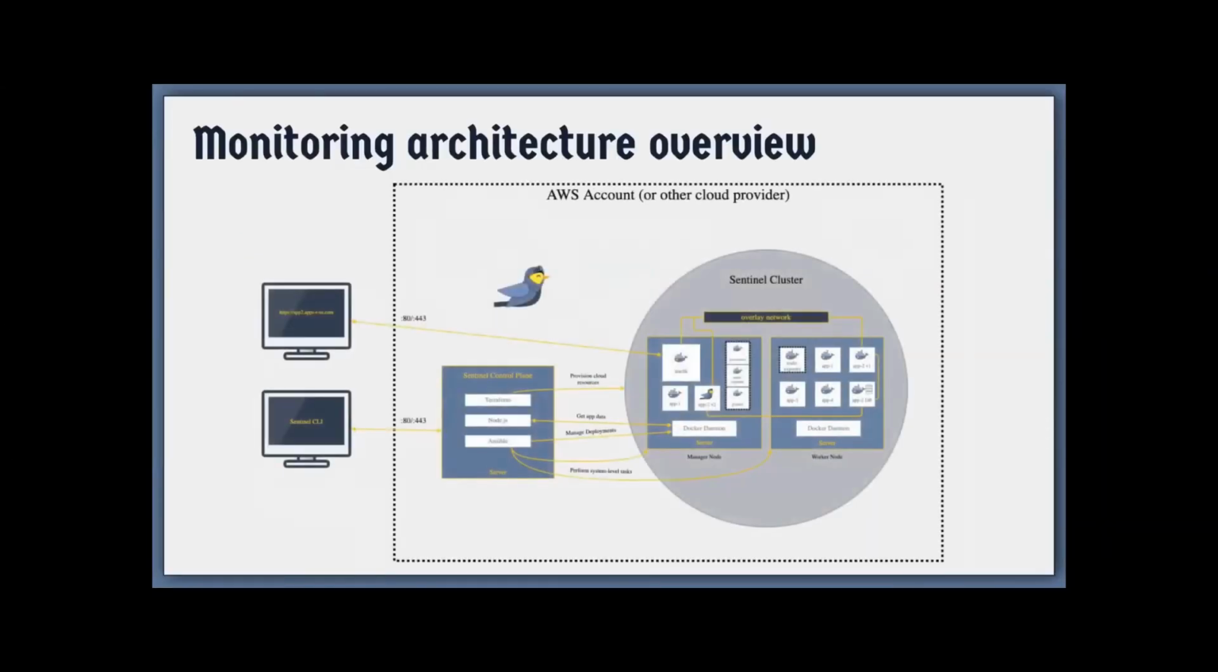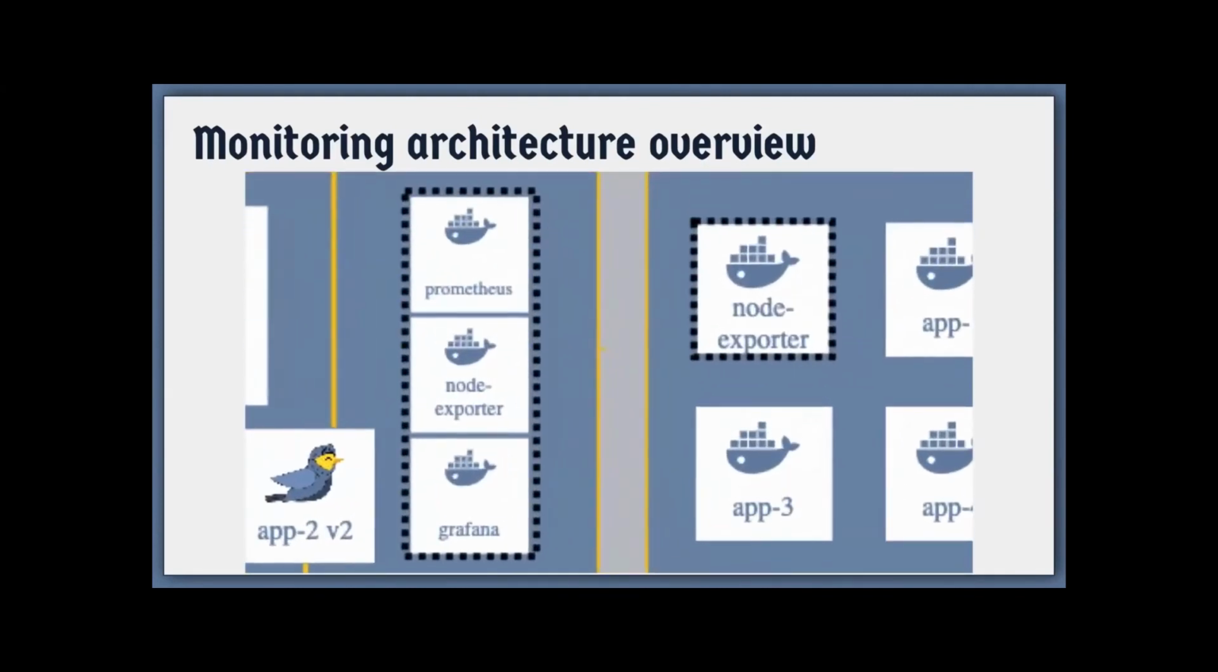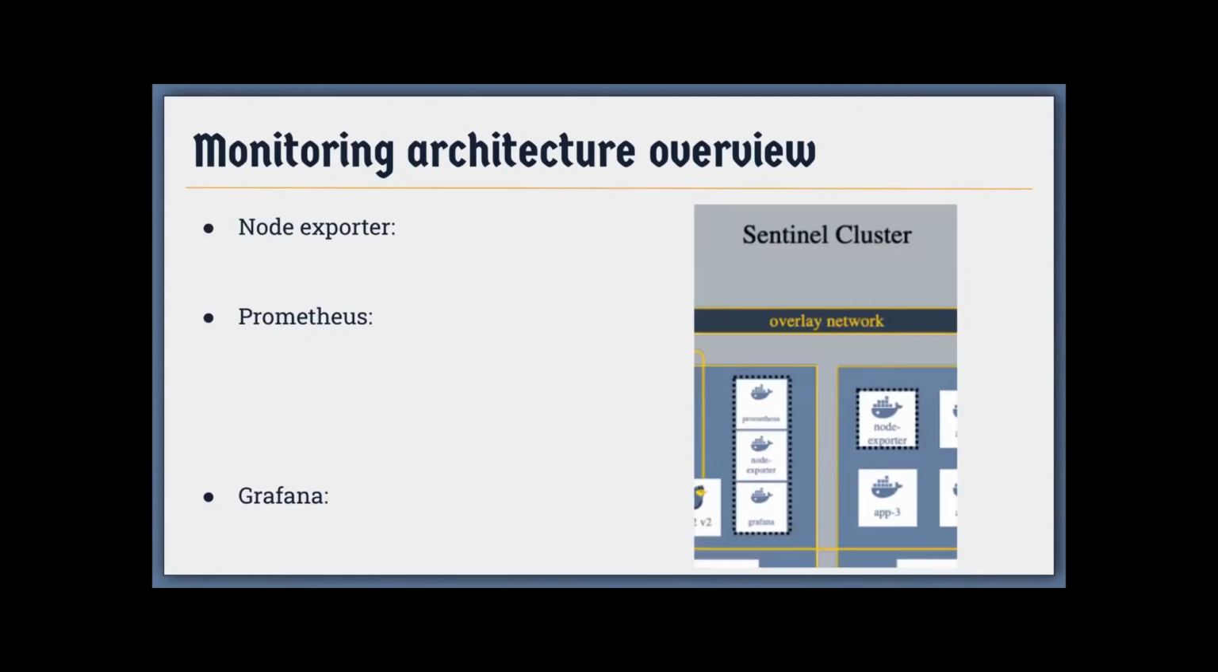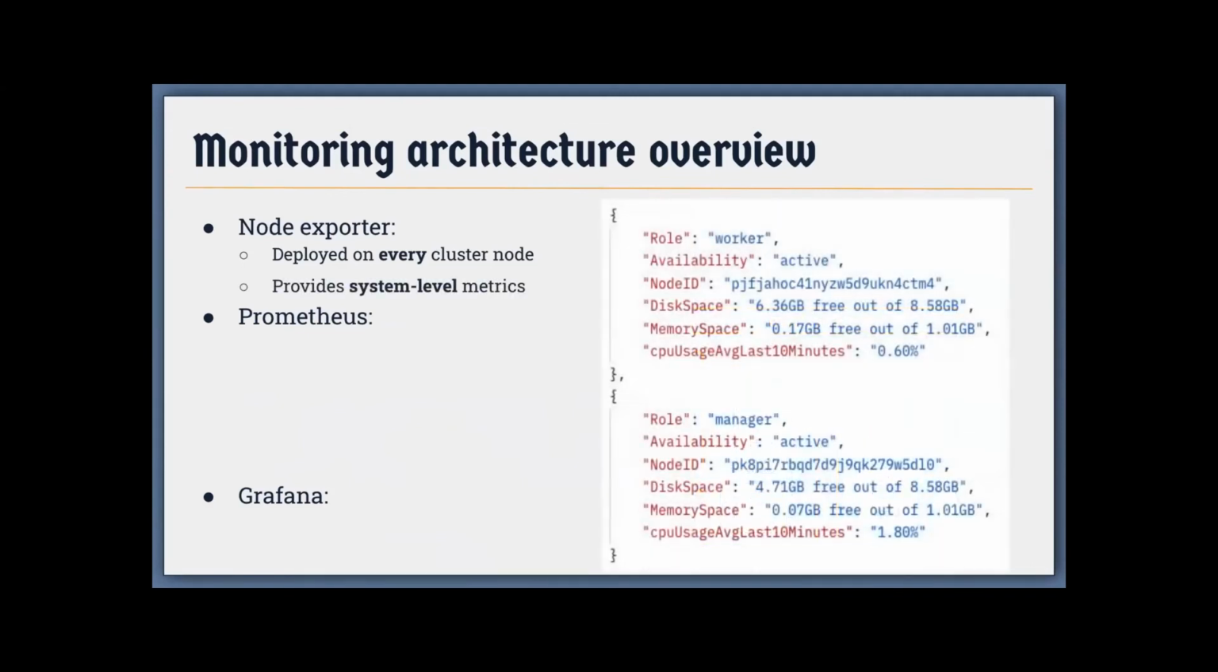For this part of the Sentinel design tour, we'll be focusing in on these monitoring applications deployed into the Sentinel cluster: Node Exporter, Prometheus, and Grafana. These 3 tools work together, building off one another to deliver metrics to the developers using Sentinel. As for Node Exporter, unlike Prometheus and Grafana, which only run on the manager node, Node Exporter is deployed onto every node in the cluster.